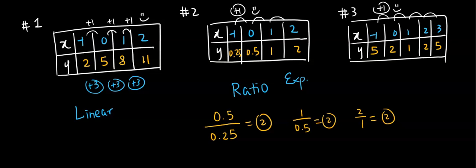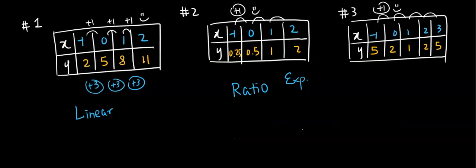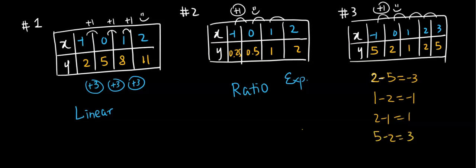Let us look at table 3. For table 3, we already checked the increments between successive x values are equal. Now, we want to check the first difference. 2 minus 5. Let's use the same color. 2 minus 5 gives us -3. 1 minus 2, negative 1. 2 minus 1, positive 1. 5 minus 2, positive 3.